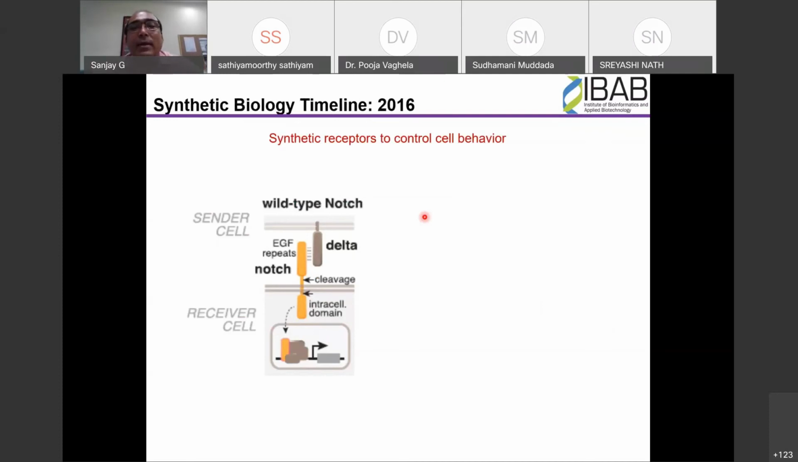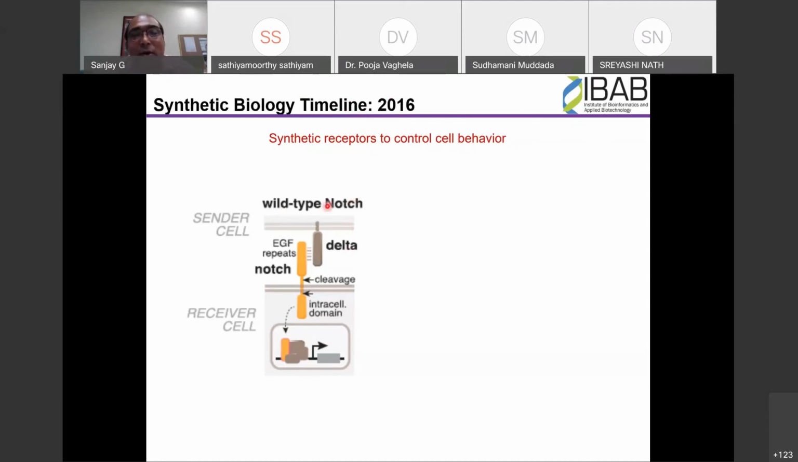Okay, now I will just switch gears for the last 10 minutes or so, to take you to how synthetic biology approaches have been used for cell-based therapy. Now, in 2016, there was a report where they engineered receptors on a cell. So we know Notch receptor, which is a classical receptor in biology, which is used for Notch signaling in the developmental processes and many other cell-to-cell interactions.